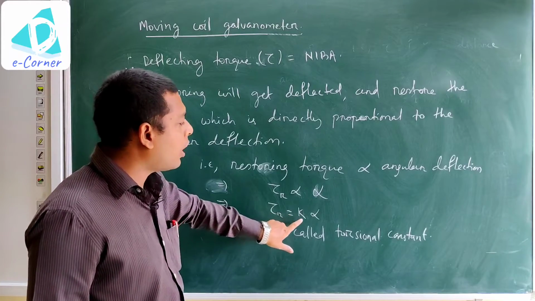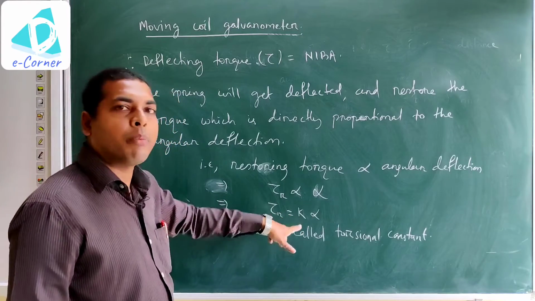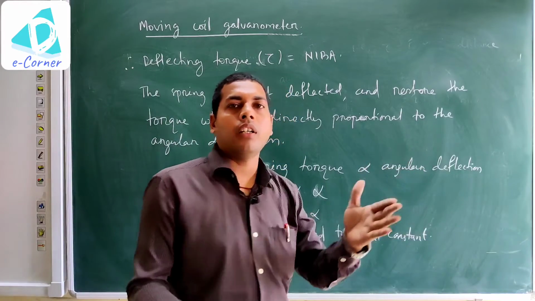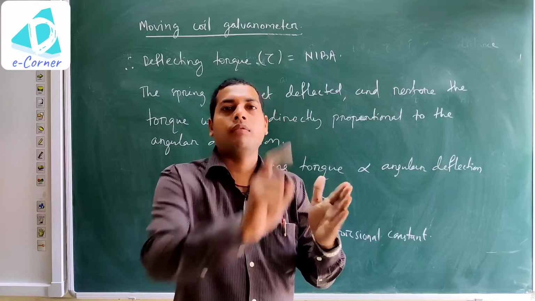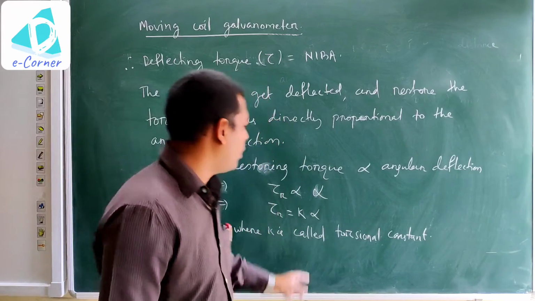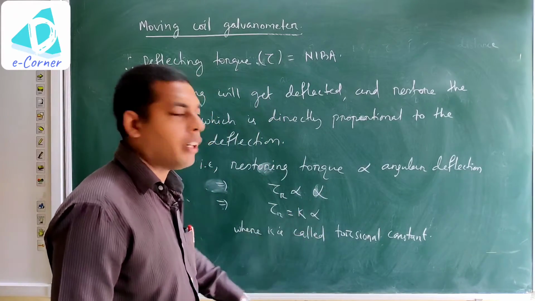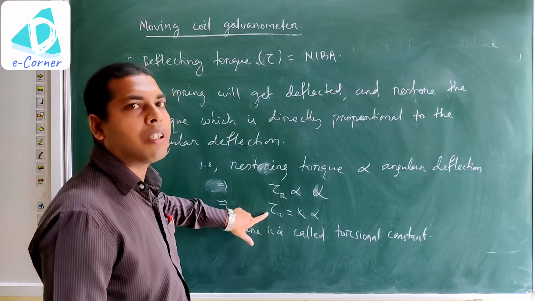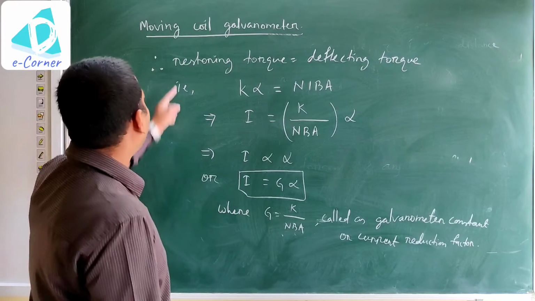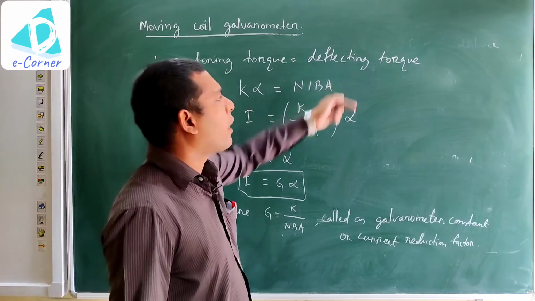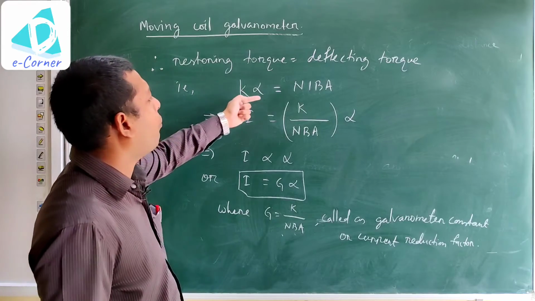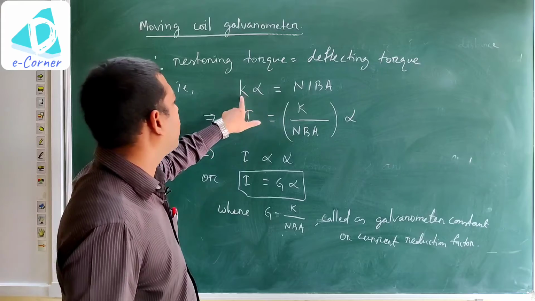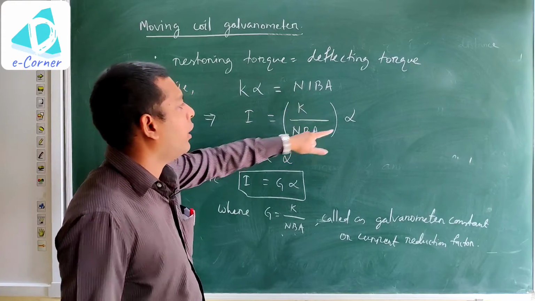So tau r equal to k into alpha, where k is one proportionality constant called as torsional constant of the medium, torsional constant of the spring. Okay, that we have to consider here. So tau r equal to k alpha. Now we will equate this deflecting torque is equal to tau r. Therefore we can write restoring torque equal to deflecting torque, that is k alpha equal to NIBA. So I is equal to k divided by NBA into alpha.